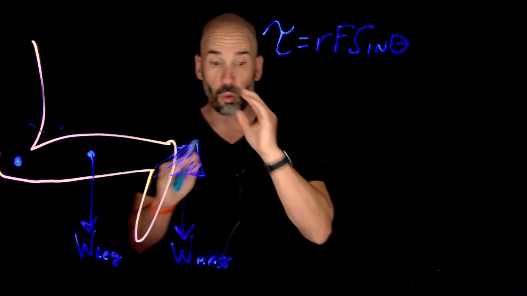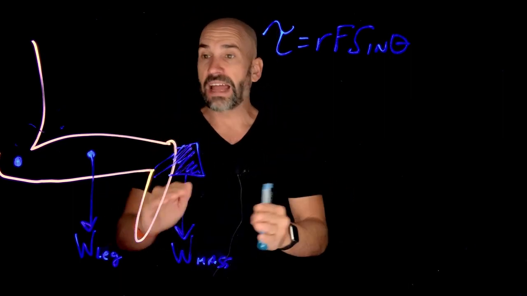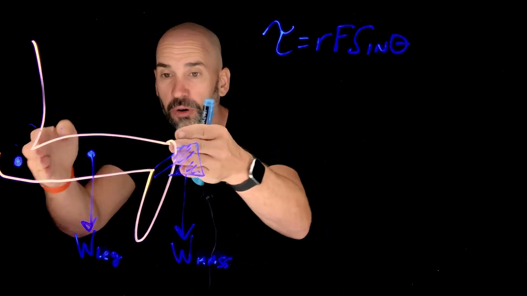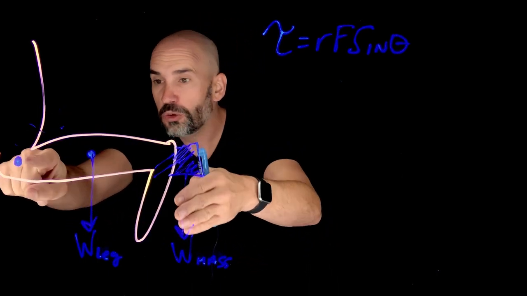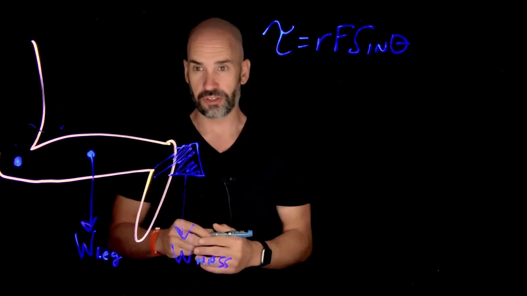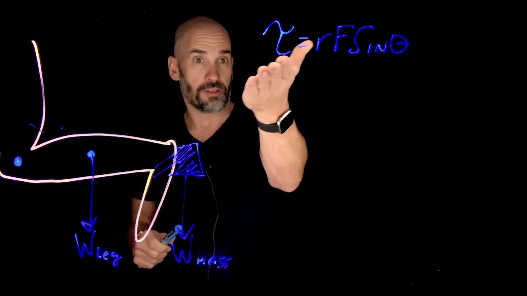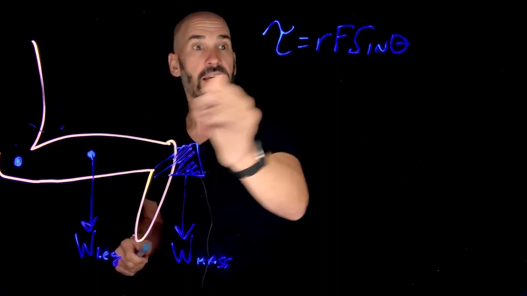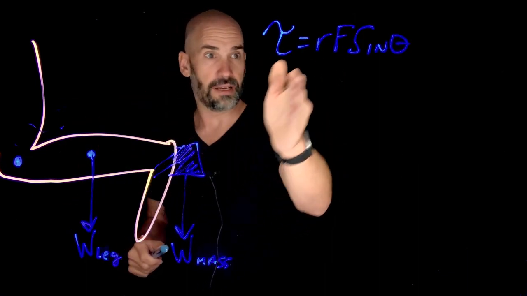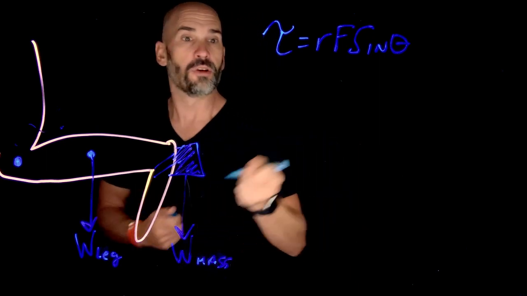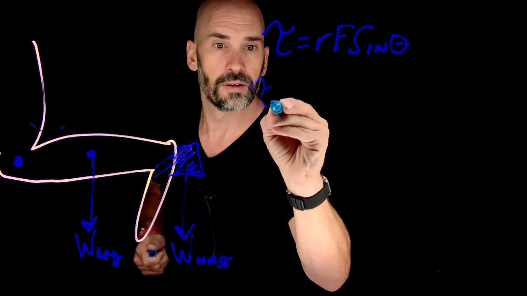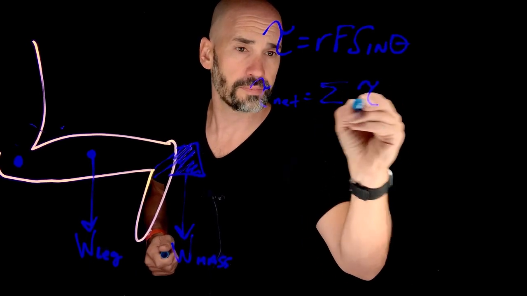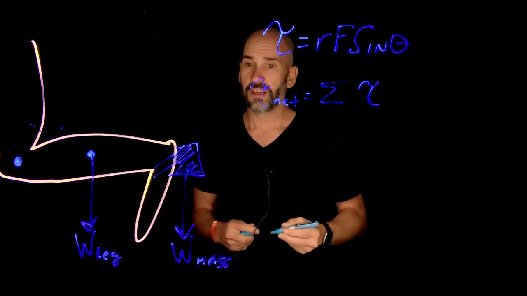Okay, so the question is asking, how do we find the net torque around the knee? What is the net torque on this leg using the knee as the axis of rotation? Well, as we learned, torque is equal to R, the distance away from the axis of rotation, times the force applied, times sine theta, right? So the net torque would just be the sum of all the torques. Make sense?